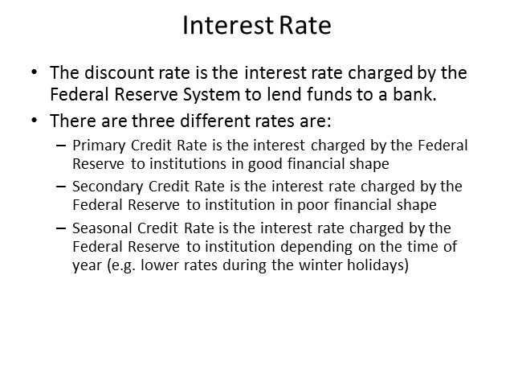The discount rate is the interest rate charged by the Federal Reserve System to lend funds to a bank. There are 3 different types of rates. There's the primary credit rate, which is the interest charged by the Federal Reserve to institutions in good financial shape. The secondary credit rate, which is the interest rate charged by the Federal Reserve to institutions in poor financial shape. And then there's the seasonal credit rate, which is the interest charged by the Federal Reserve to institutions depending on the time of year. That is, lower rates during the winter and holidays, higher rates at other times.